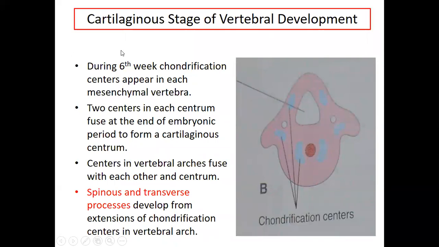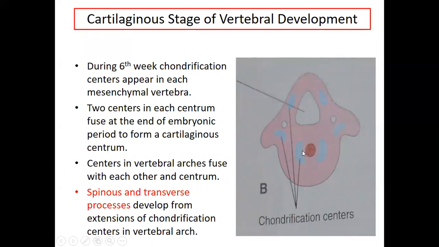Now we're going to move on to the next stage, the cartilaginous stage of the vertebral column's development. The cartilaginous stage happens during the 6th week. During the 6th week, the chondrification centers start to appear in each mesenchymal vertebra. You can see here the blue part represents the chondrification center. Two centers in each centrum.